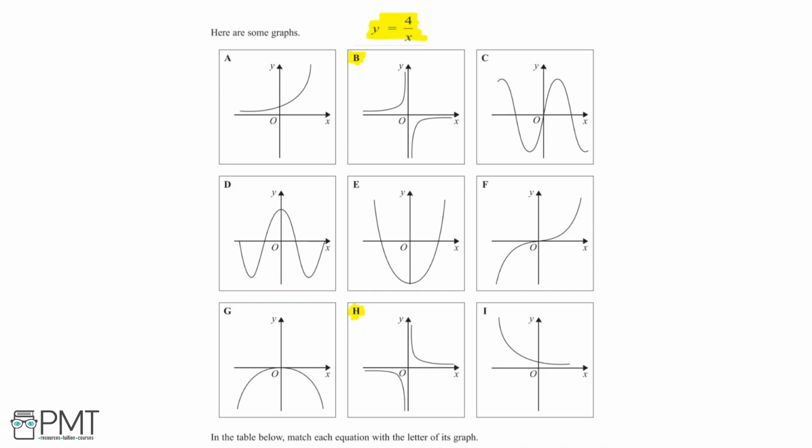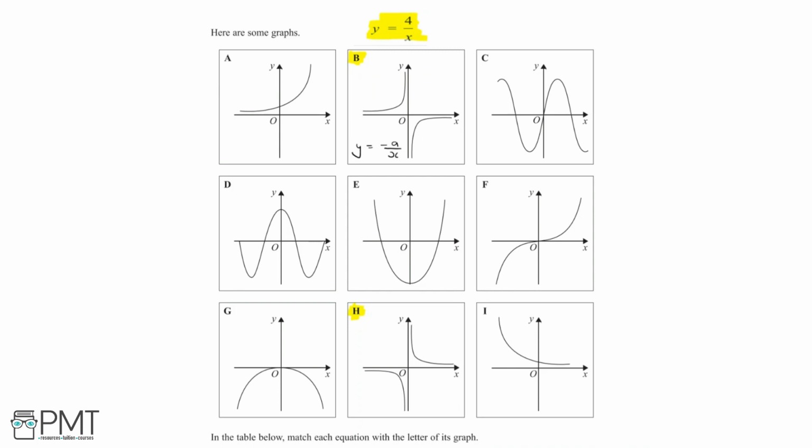4 is a positive number, which means that we're looking for a positive reciprocal graph. If we look at graph B, we can see that this is a negative reciprocal graph, which means the equation for graph B would be something like y equals minus a over x, which means that the numerator of graph B must be a negative number.